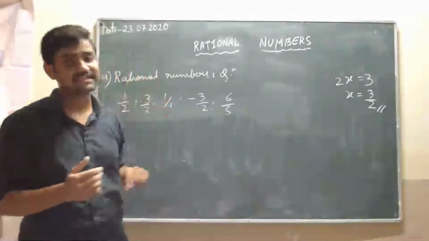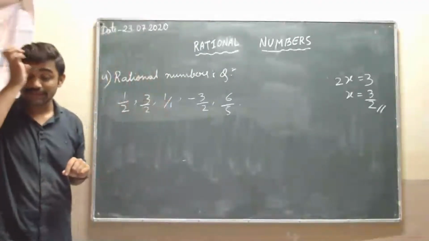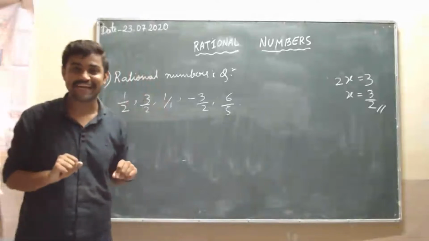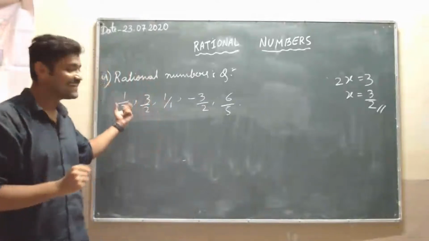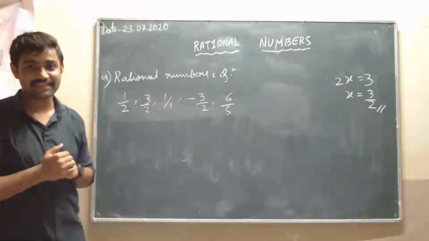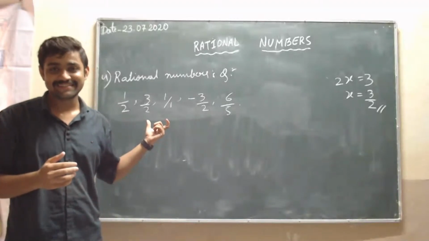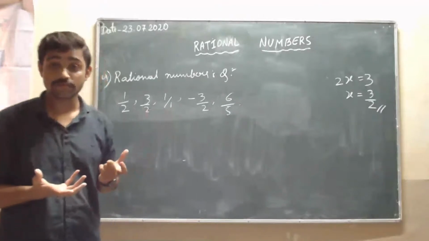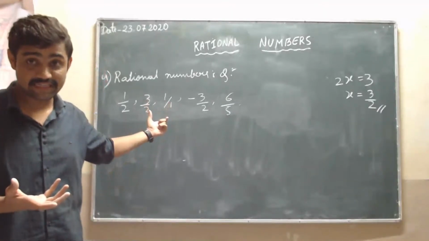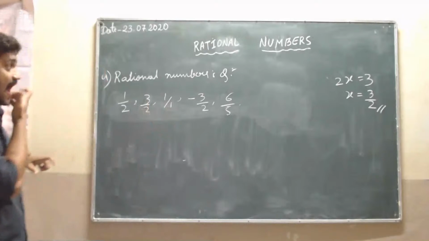Sir, when will we use rational numbers in daily life? You'll use 1 by 2 chai, like that. Sir, 1 by 2 is a rational number, isn't it? Half kg, half liter milk, isn't it? Like that, in daily life we use rational numbers. Yes.